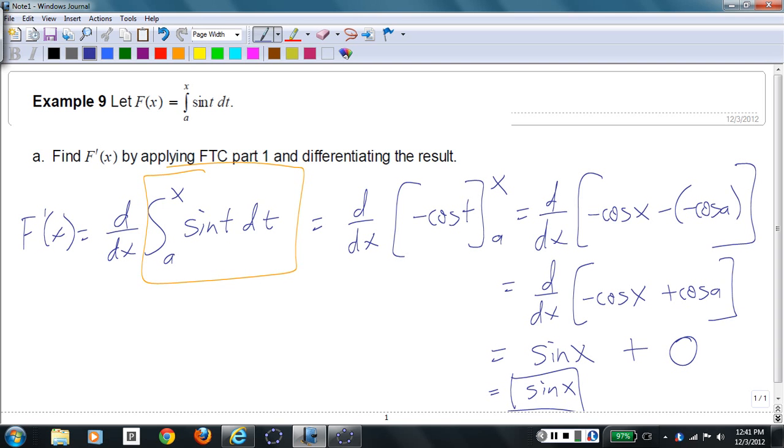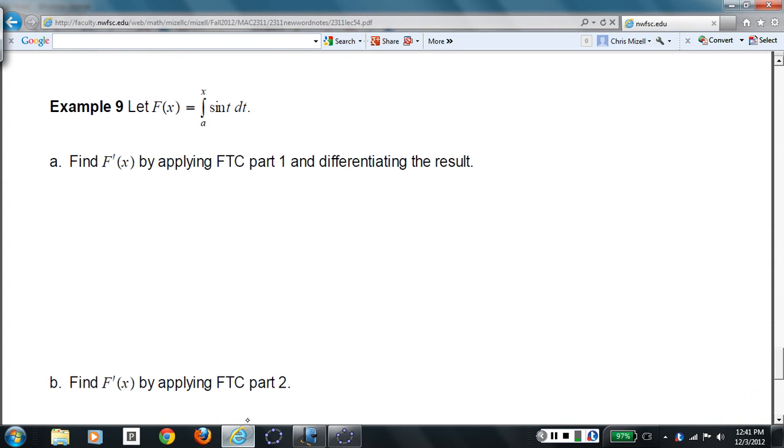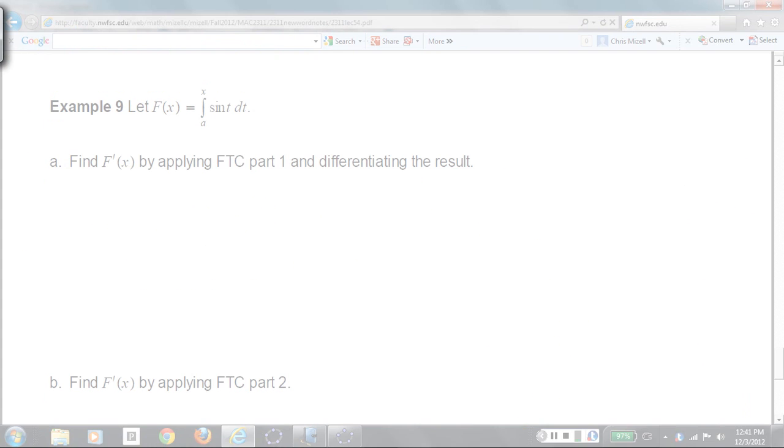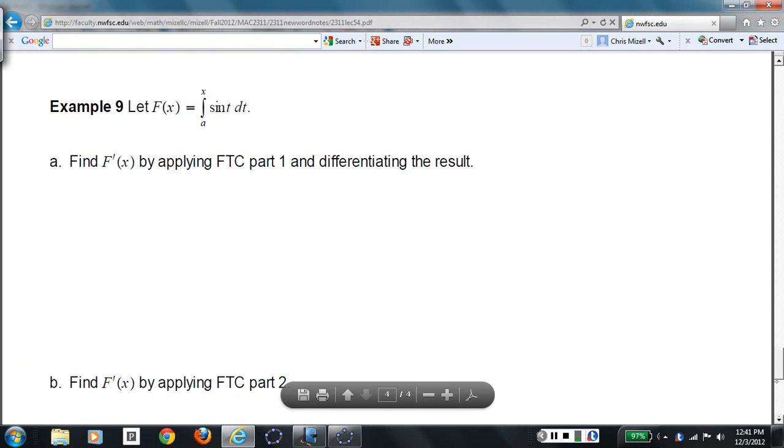Well, how do we know that x isn't just a normal variable like a? The way the function's defined, f of x equals the integral from a to x. So for different values of x, you could put in pi for x or 2 pi, whatever. The value of this integral will be different. Okay, and the b part wants us to apply the fundamental theorem of calculus and reach the same conclusion.